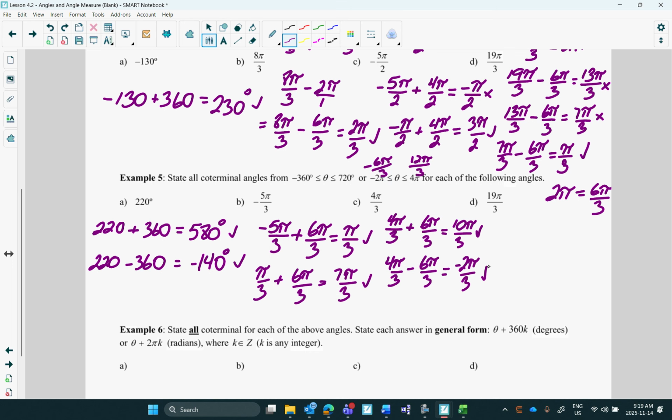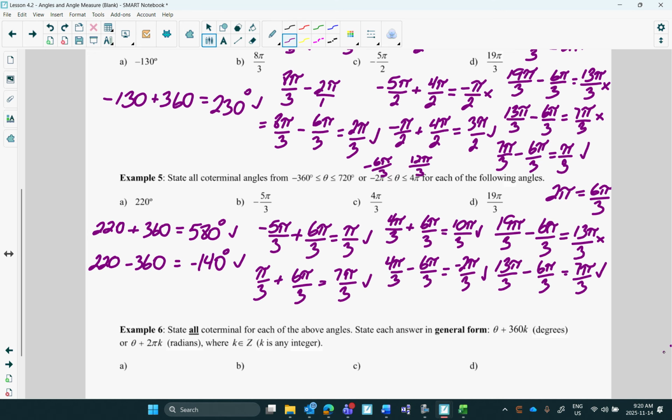Is this inside here? No, too big or too small? Which means I gotta start subtracting. Oops, 19 pi over 3. What do I get? 13 pi over 3. Is that good? No, still too big. So I gotta take this 13 pi over 3 and take away another 6 pi over 3. And I get 7 pi over 3. Is that good? Yes.